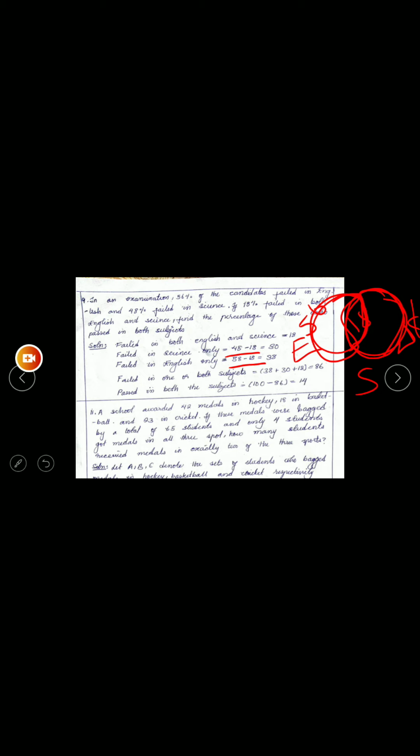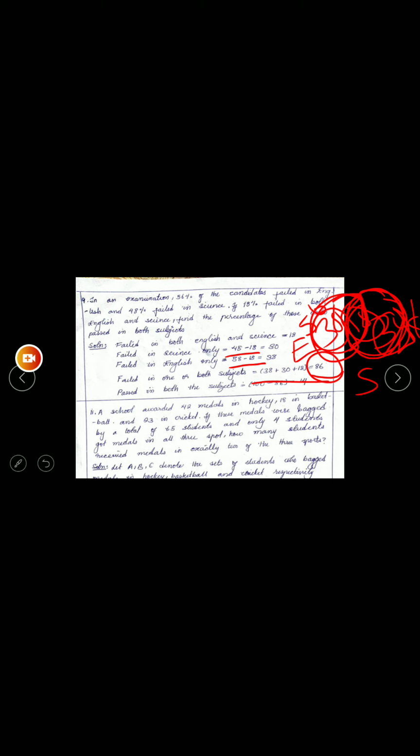Failed in one or both subjects means A union B, which is the summation of all only and intersection. So 38 plus 30 plus 18 gives the total failed. Then pass in both subjects is the remaining percentage out of 100.